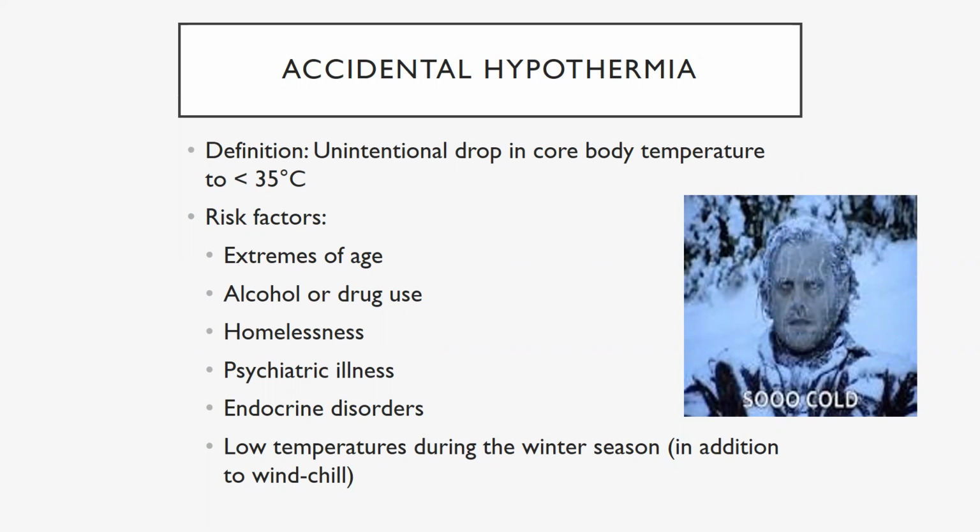Alcohol and drug use is another risk factor for development of hypothermia. Homelessness is pretty self-explanatory, right? Psychiatric illnesses, certain endocrine disorders, especially thyroid-related issues, hypothalamic issues, adrenal issues. And then obviously, low temperatures during winter season. However, you do want to remember that you don't need frigid temperatures to encounter patients with hypothermia, right? It could be fall and people can still develop hypothermia, because essentially all it takes is for the body temperature to drop below 35.